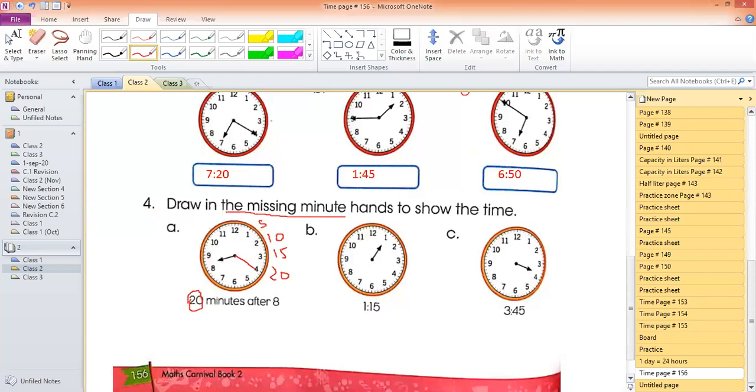Okay, guys, you have to draw a minute hand here. Minute hand is a longer hand. The time is 20 minutes after 8. So you will count 5, 10, 15, 20 and draw a hand at 4. Clear?